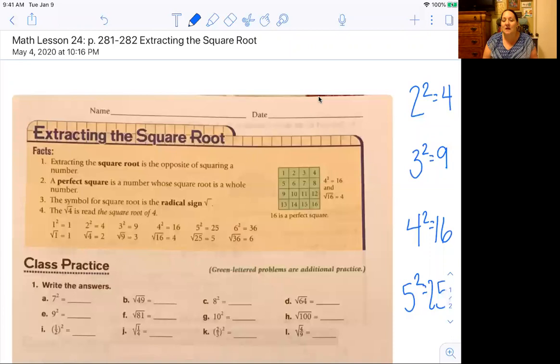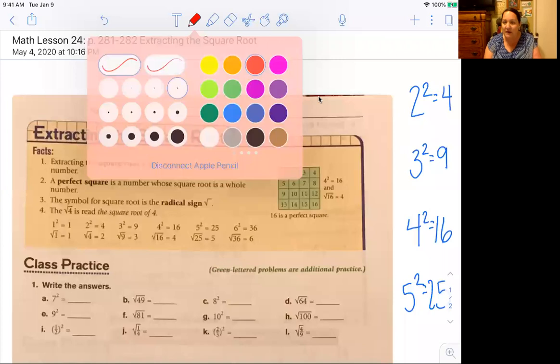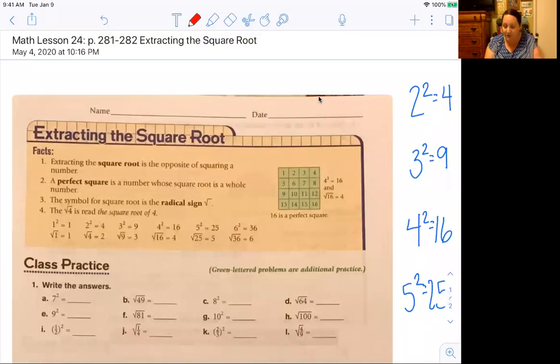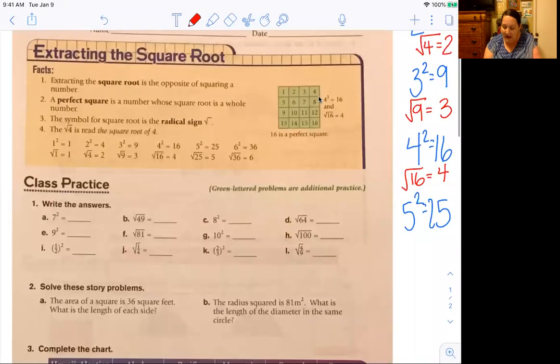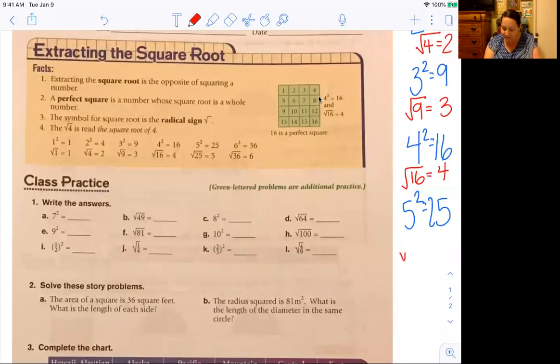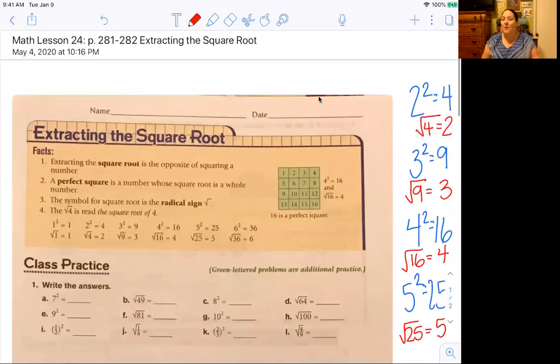A perfect square is a number whose square root is a whole number. So look over on the side of the screen again. So if 2 squared equals 4, the square root of 4 equals 2. And if 3 squared is 9, the square root of 9 equals, what do you think? 3. And if 4 squared is 16, well, the square root of 16 is 4. And 5 squared is 25, the square root of 25 is 5. And now these are called perfect squares.